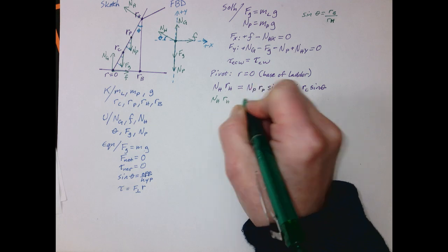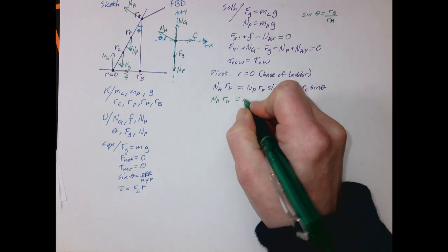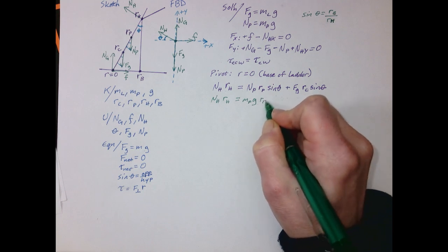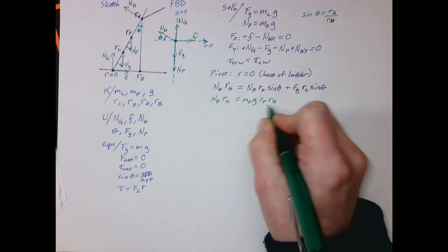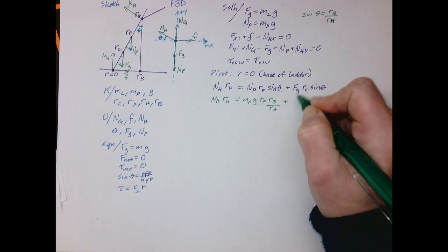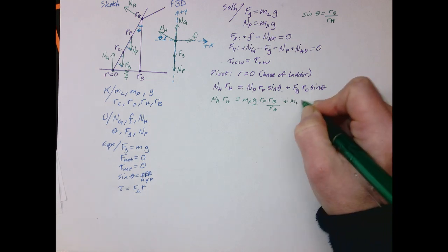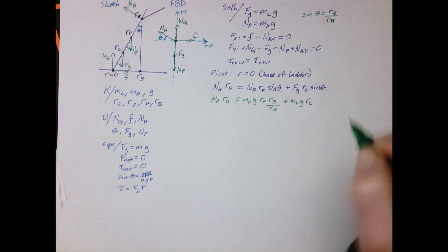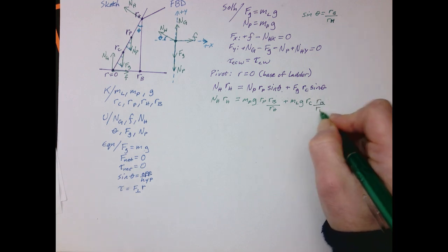We do know r sub h, and this equals n sub p, which is up here, m sub p times g, times r sub p times sine of theta, which again is up here, r sub b over r sub h, plus F sub g, which is also up here, and is m sub l times g times r sub c, again times sine of theta, which is r sub b divided by r sub h.